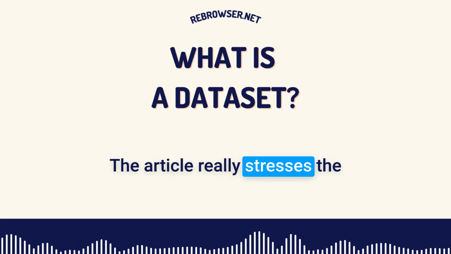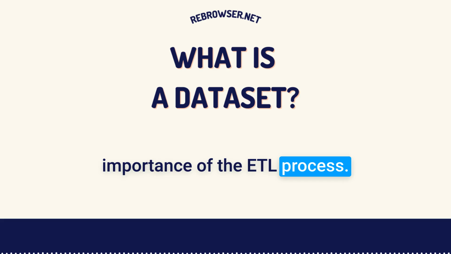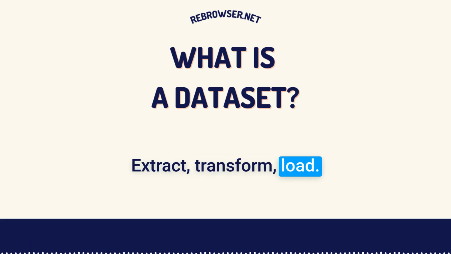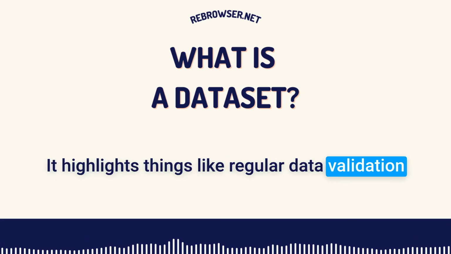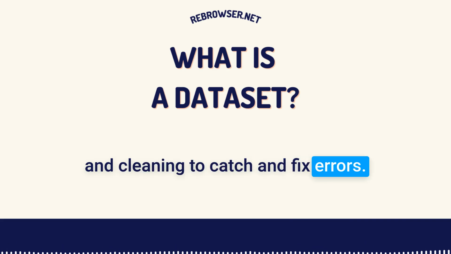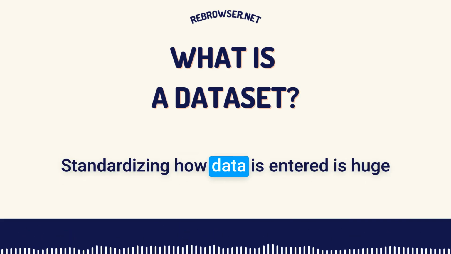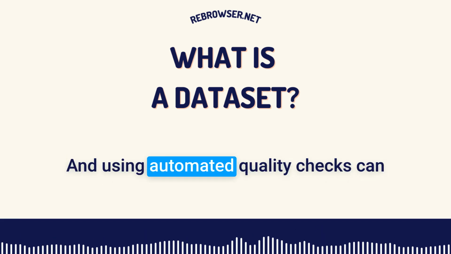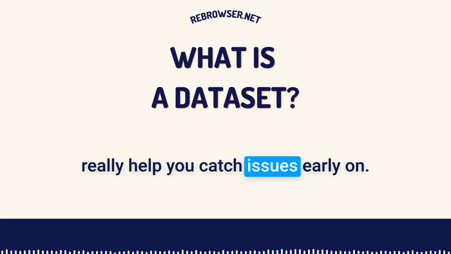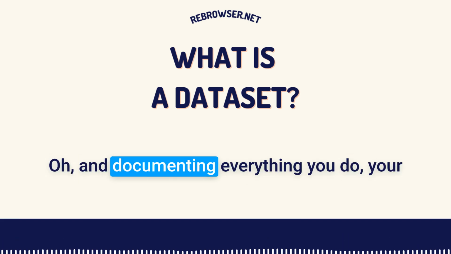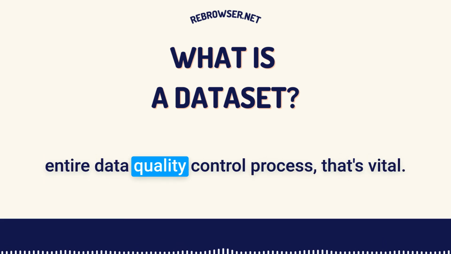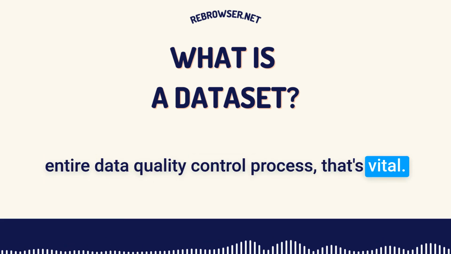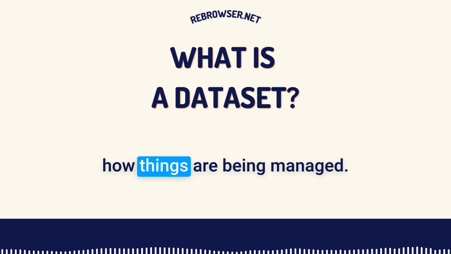The article really stresses the importance of the ETL process: extract, transform, load. It highlights things like regular data validation and cleaning to catch and fix errors. Standardizing how data is entered is huge for preventing problems in the first place. And using automated quality checks can really help you catch issues early on. Oh, and documenting everything you do, your entire data quality control process, that's vital. It helps everyone understand how things are being managed.